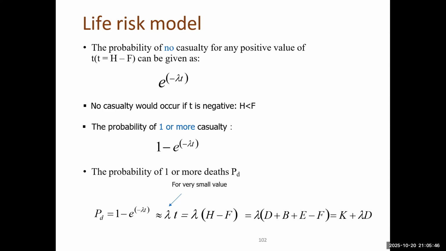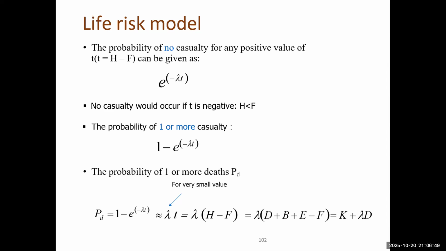The most important point is the simplification. When the product lambda T is a very, very small number, that means the risk parameter lambda is very low, or we have a very, very short exposure time. So we can use a first order approximation for this exponential function. This gives us the simple result that the probability of one or more deaths, PD, is approximately lambda multiplied by T, which can also be shown here using this formula, because T equals H minus F, and we can always use D plus B plus E minus F to calculate T.